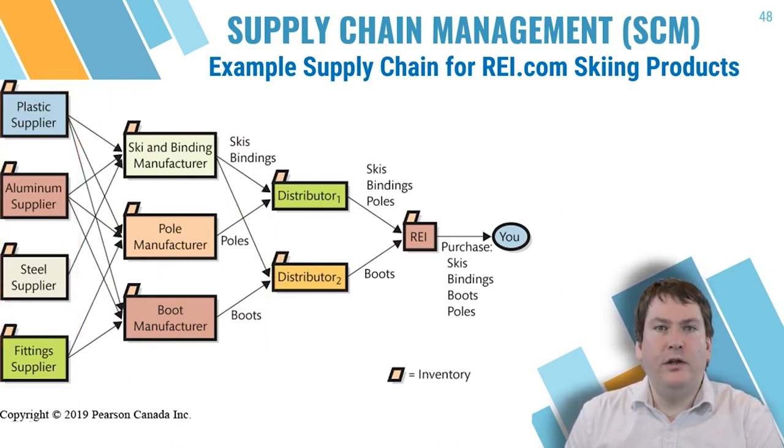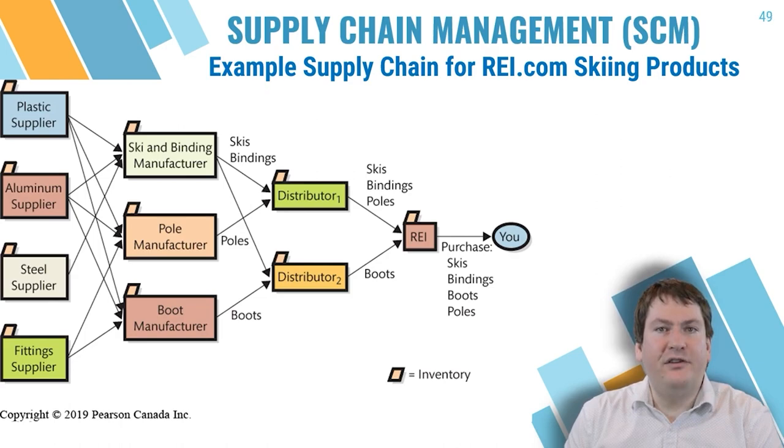In this whole chain, the only real injection of cash is from you, the customer. You spent your money on the ski equipment, REI makes some margin on that sale, and purchases the equipment from distributors, who in turn make some margin on that sale, and purchase the equipment from manufacturers. Similarly, the manufacturers make some margin on their product and purchase raw materials from suppliers. At each step in the chain, more value is added to the product, but also more overhead and margin costs.